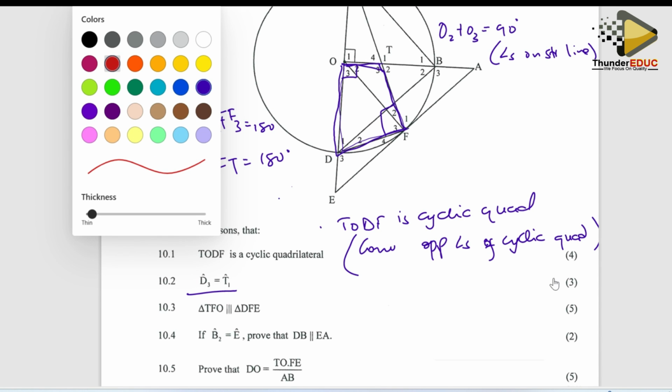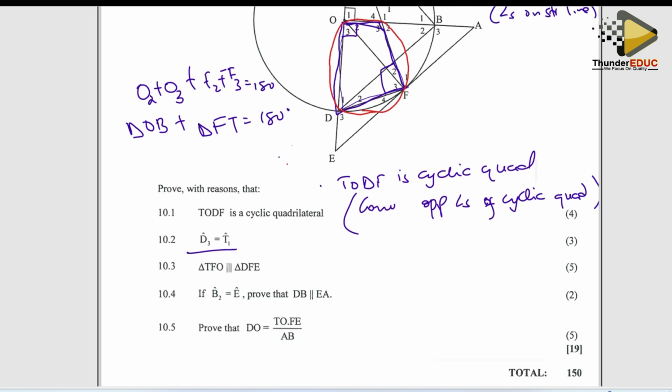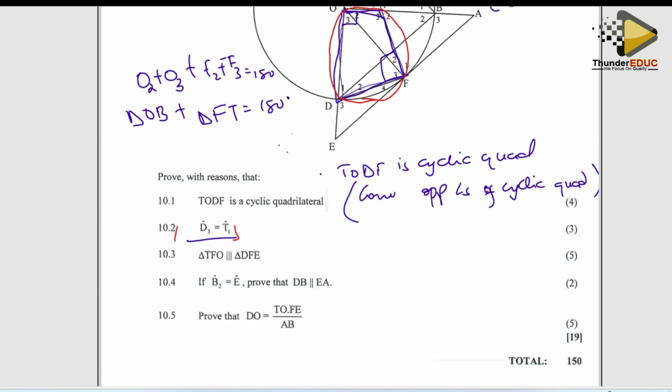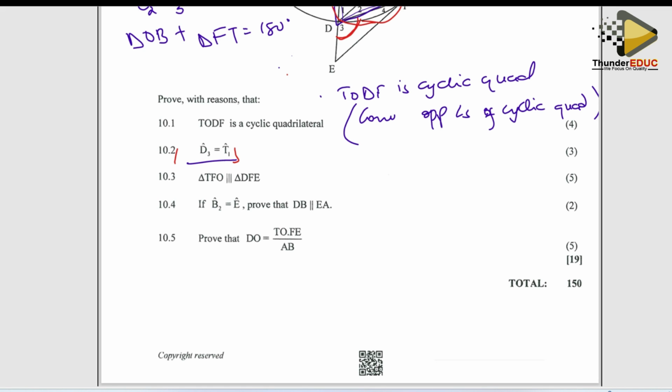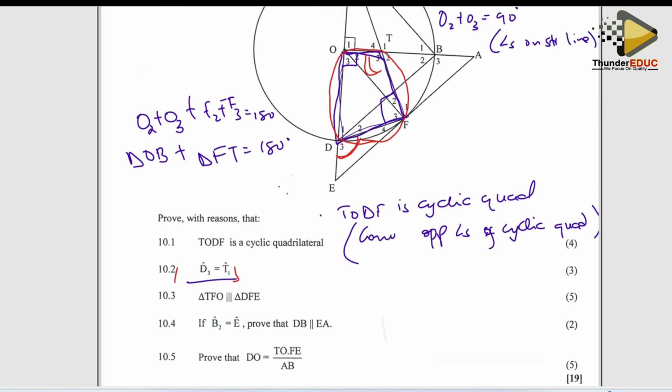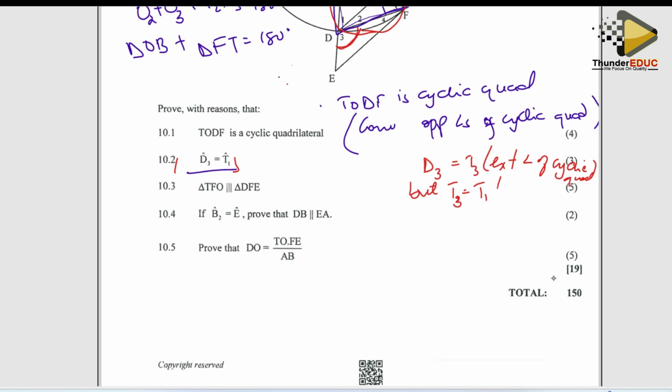Then now we've proved that it's a cyclic quadrilateral, so I can try to draw some sort of circle there. If that is true, can we prove that D3 is the same as T1? Since it's a cyclic quadrilateral, this angle here, D3, must be the same as T3. So we're going to say that D3 is the same as T3. Reason is exterior angle of a cyclic quadrilateral. But we know that T3 is the same as T1. They are vertically opposite. Therefore D3 is the same as D1. Okay, so that is for 3 marks.